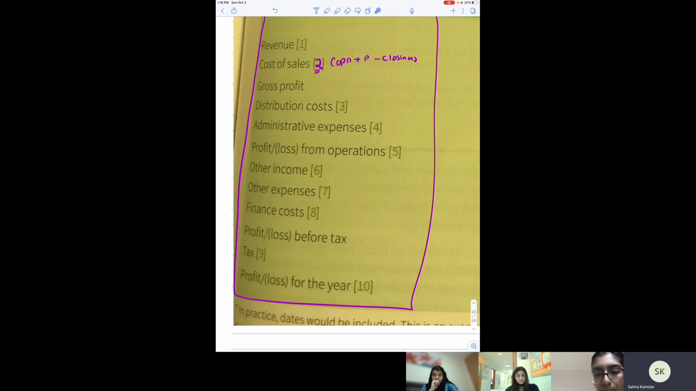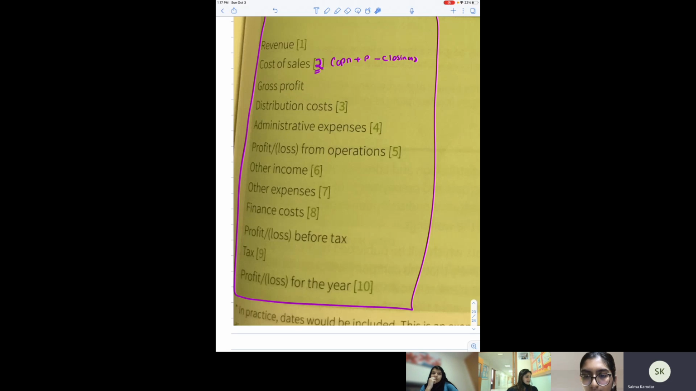No, miss. Okay, so this should have 12 of these items and not more than it. Less than it could be fine, more than it is not fine. Like sometimes you don't have other income, so you will not record other income.